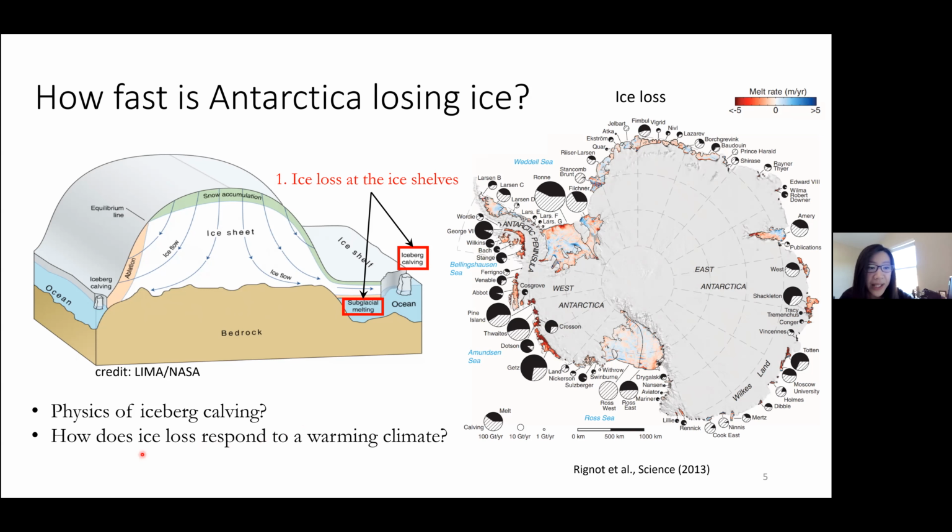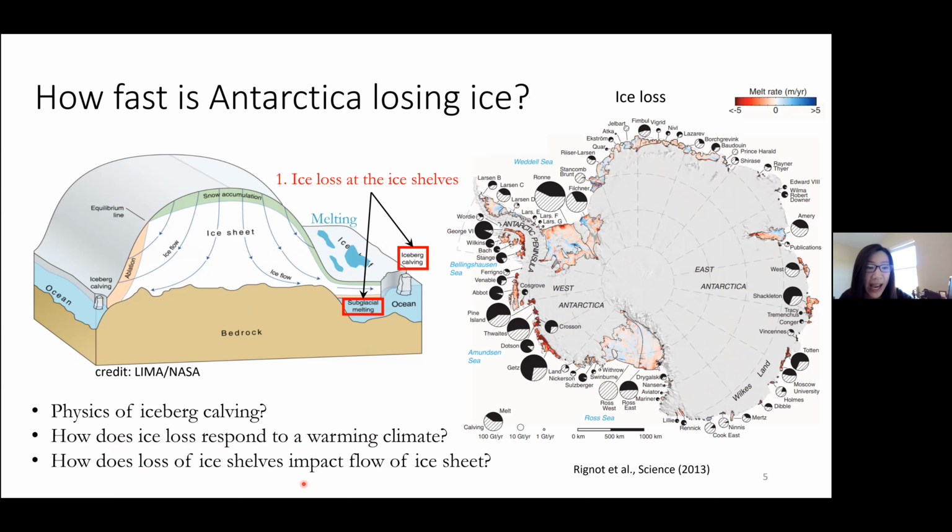And second, how does the ice loss respond to a warming climate? We know that ocean warming can melt the ice from the bottom, while atmospheric warming can create melt ponds that have a profound impact on the stability of ice shelves, which I will talk more about later.